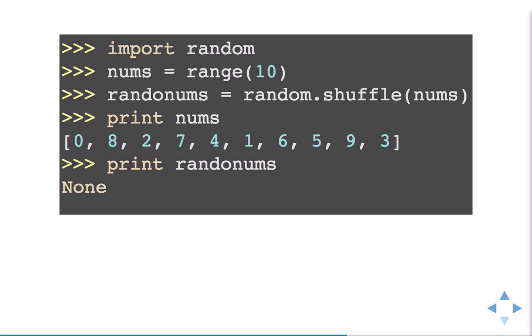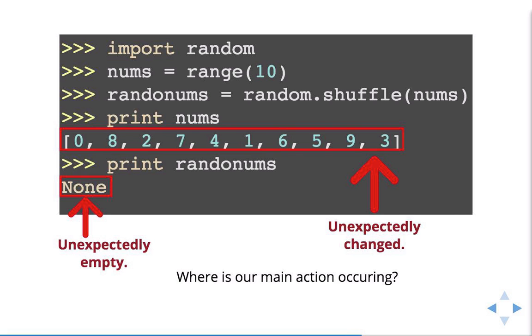So let's unpack what happened here a little bit. Again, we see that the original list that we tried to keep protected in its own thing, because we tried to create a new variable to contain the shuffled one, the original itself has been shuffled. So that was unexpectedly changed. And then this none, the rando nums, is unexpectedly empty.